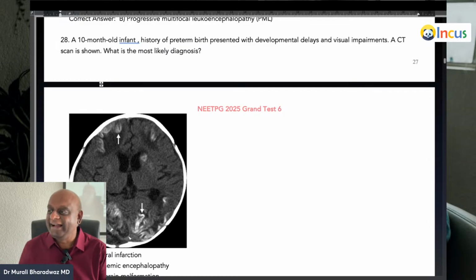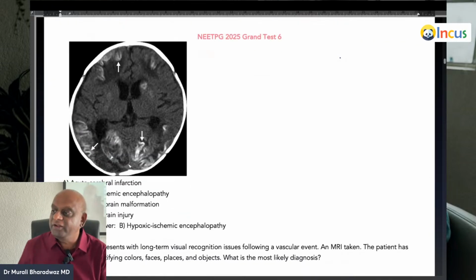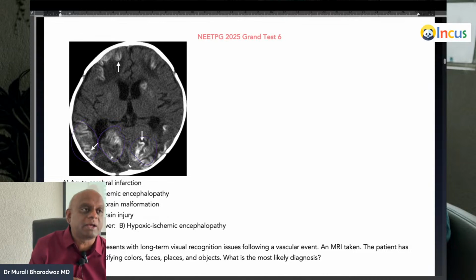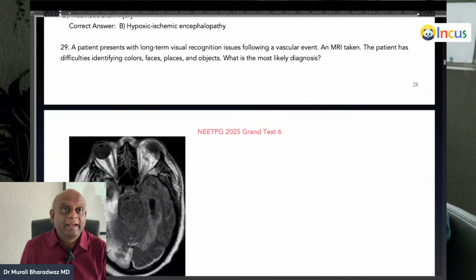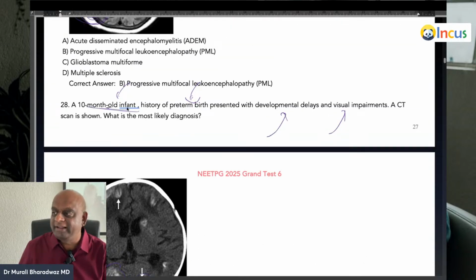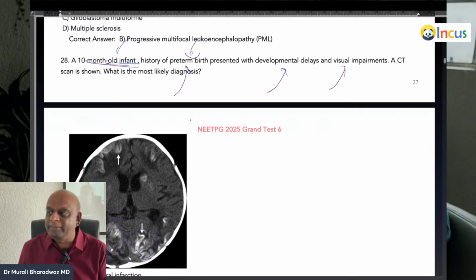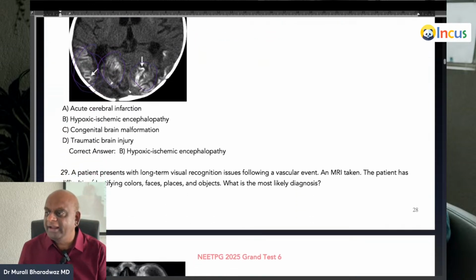So, yeah. 10-month-old infant, history of preterm birth, developmental delay, visual impairment. So what do you see here? This is classical of hypoxic ischemic encephalopathy. How do we know? 10-month-old infant, history of preterm birth, presenting with developmental delays, visual impairment, the only reason will be hypoxic ischemic encephalopathy.